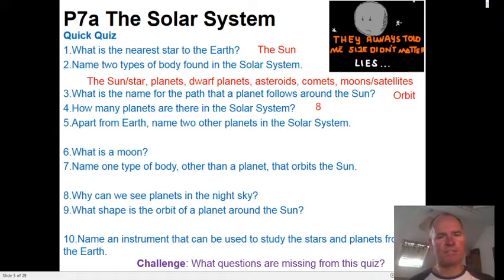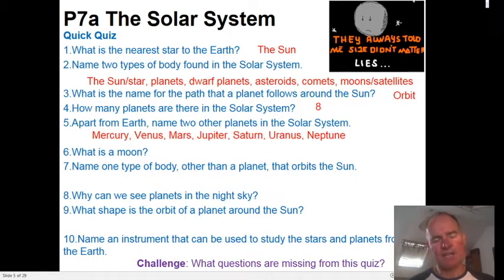How many planets in the solar system? These days there are 8. Pluto no longer counting as a planet. Two other planets in the solar system? Well, any one of the 8, and you do need to know those in order. So if you don't know them in order, you need to learn those as a little mnemonic. My Very Easy Method Just Speeds Up Naming, and then it used to have Pluto. But that was how I remember it in order.